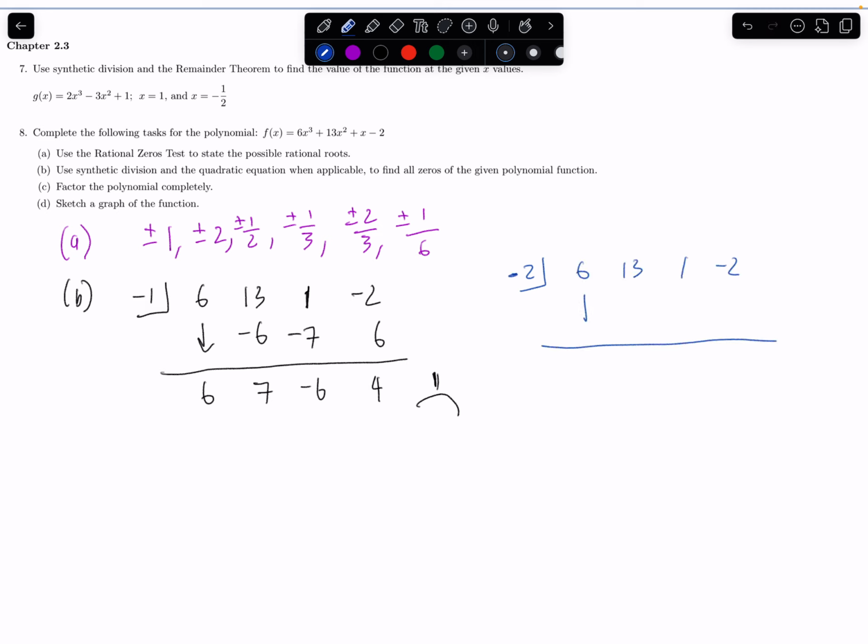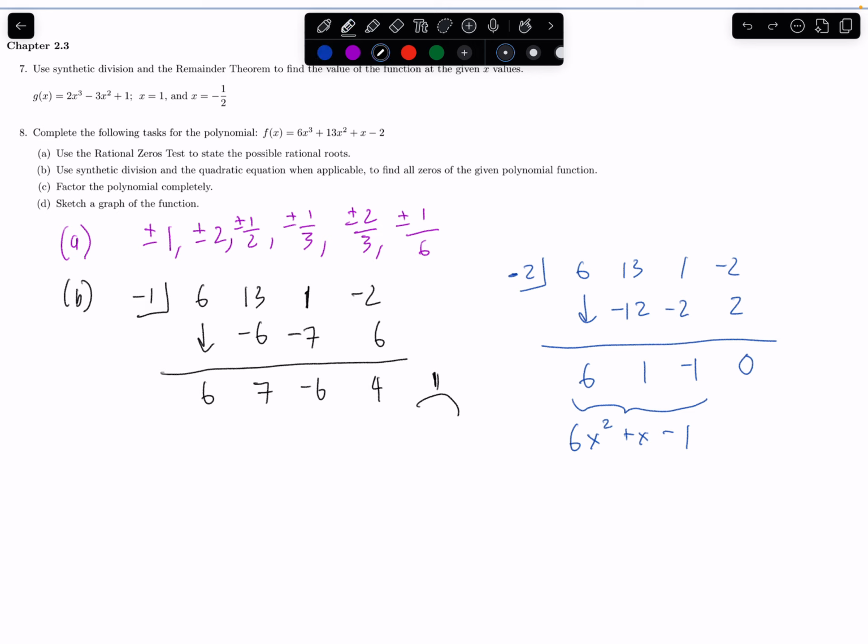And see, so 6 comes down, the 6 times -2 is -12, plus 13 is 1, times -2 is -2, plus 1 is -1, times -2 is +2, and then adds to 0. Okay, so sweet, found one. And so this resulting polynomial is 6x squared plus x minus 1. We found one of the zeros, which is -2.